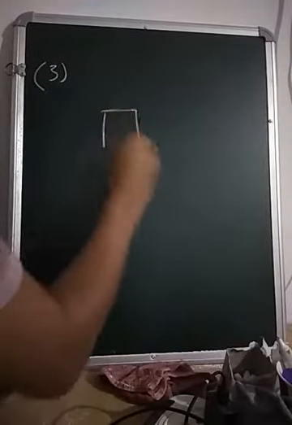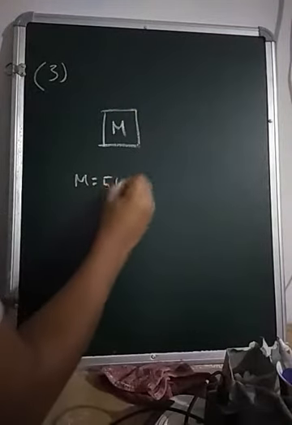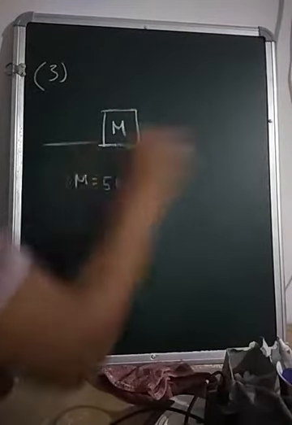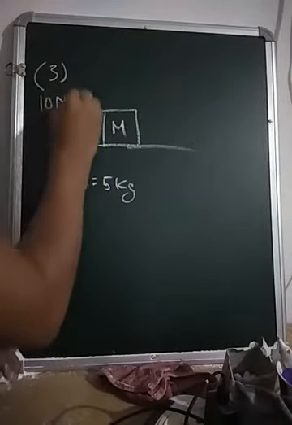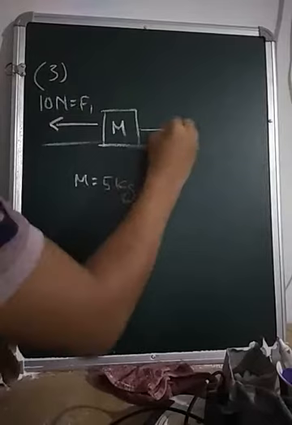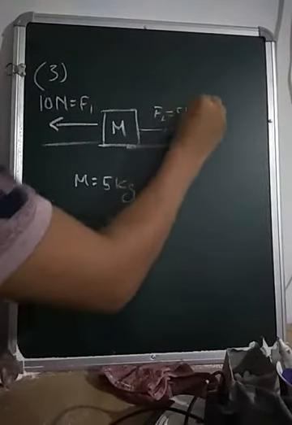Now the third point. I will discuss it with an example. Suppose there is an object of mass m, where m is equal to 5 kg. On the left side it experiences a force of 10 Newton, and on the right side it experiences a force equal to 5 Newton.